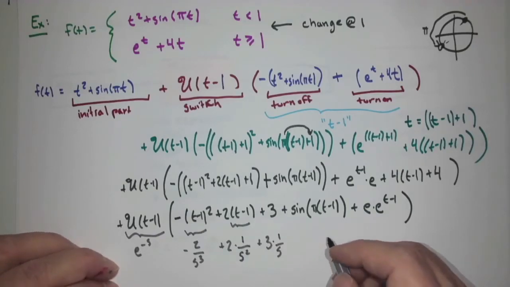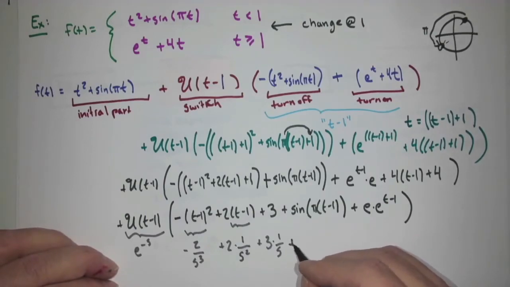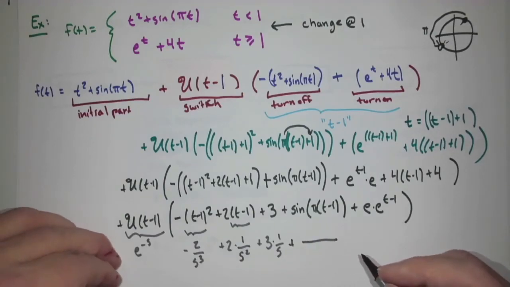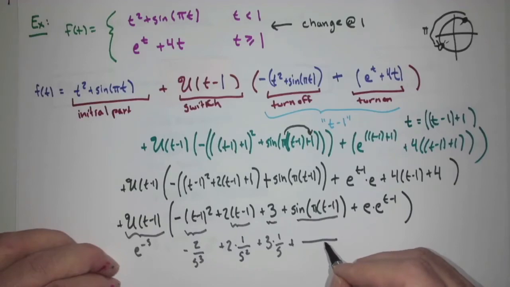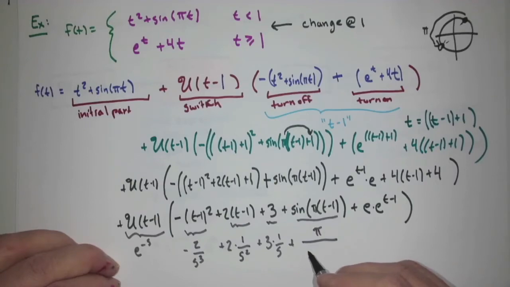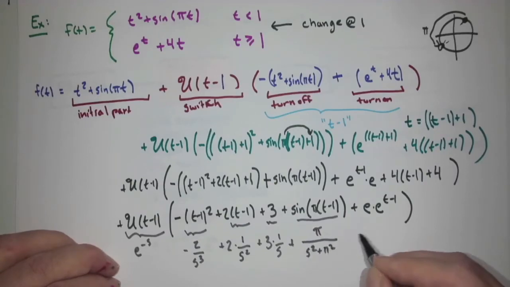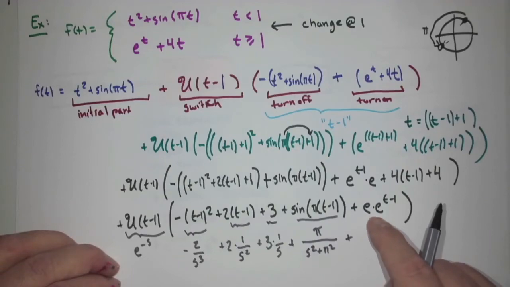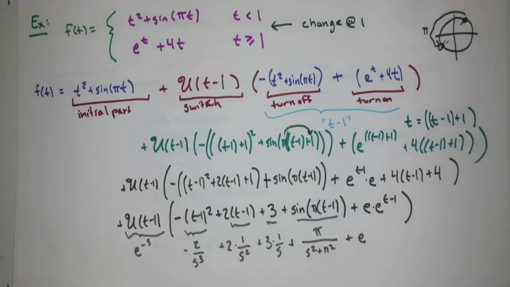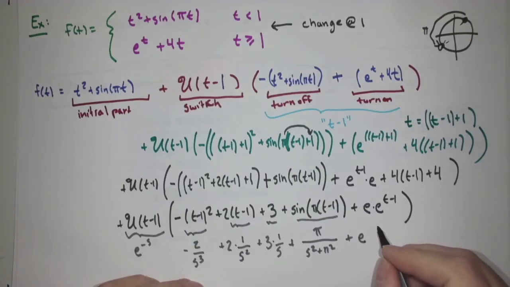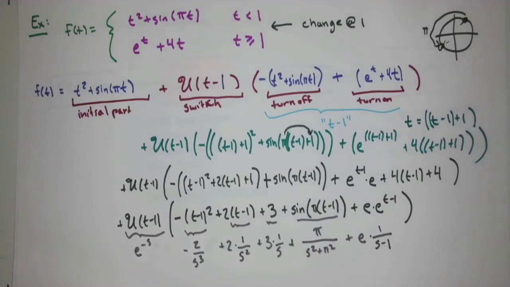Sine pi t. Ooh, that's a fun one. You know what that one goes to? Now, of course, you have your table. So you can just say, okay, here's the table. Does anybody know it? There's a pi upstairs and downstairs. S squared plus pi squared. Now this e, what does that go to? It's just e, it's a constant. E to the t minus 1, because we're in the shift, we treat it like e to the t. E to the t goes to 1 over s minus 1.